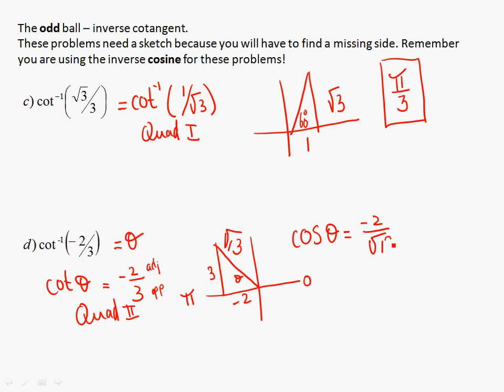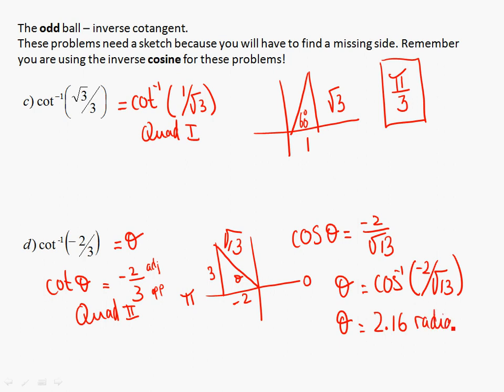So this is what I know. Then the angle can be found by using your inverse cosine button and plug in a negative 2 over the square root of 13 on your calculator. Okay, and if you do that, your angle should be 2.16, and that's radians. Okay, and that is between pi over 2 and pi. Are you guys okay with this? Okay, so this is your oddball. Gonna move on?